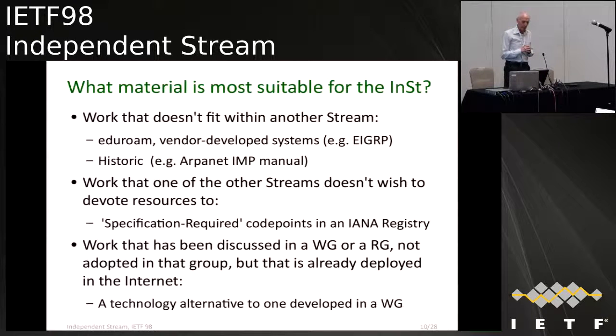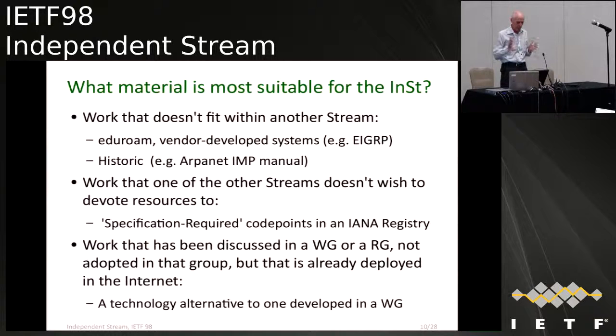So what kind of material is most suitable for the independent stream? Well, I've listed three categories here. This is my experience of the last few years. The first is work which just doesn't fit within another stream. There was no working group interested in it, there was no research group interested in it, and the IAB certainly weren't interested in it. Okay, then it's a candidate for the independent stream. And some examples of things like that: I published a document about Edurome, and as far as I know, it's the only published documentation of Edurome and how it works. A few years back, so that's one nice example.